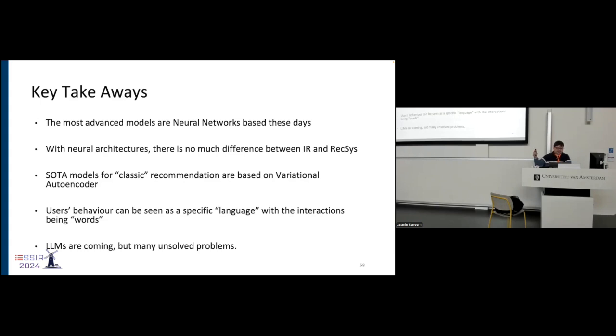And then user behavior: you can think of user behavior as a special kind of language, where items are tokens or words, and sequences of user behavior are sentences or documents. If you think of it this way, you can very easily use the same neural architecture that has been used for language modeling. And LLMs are coming, with definitely lots of papers.